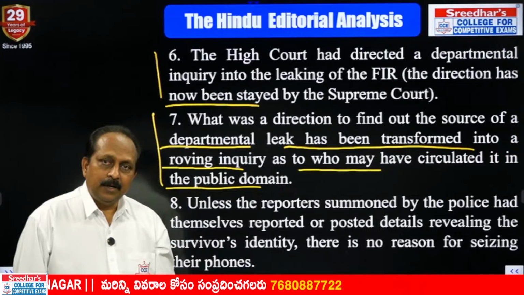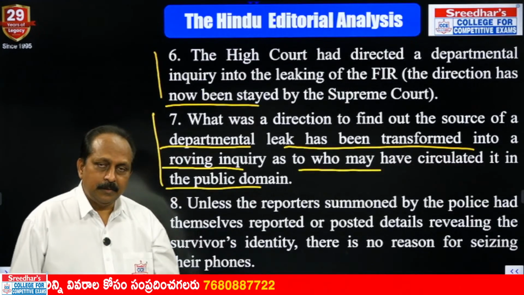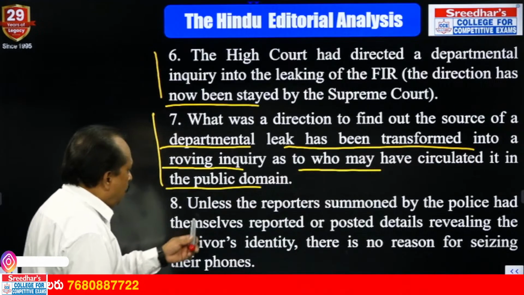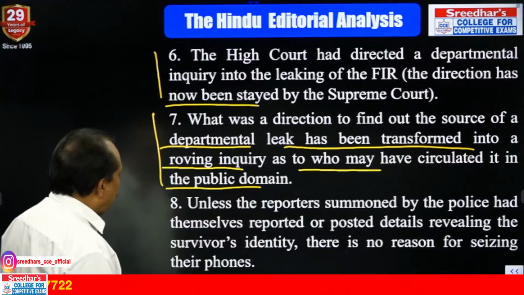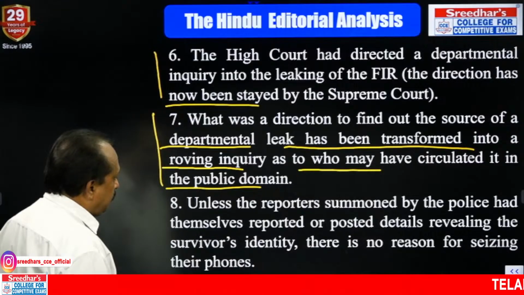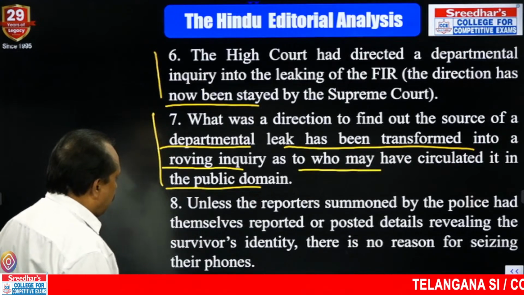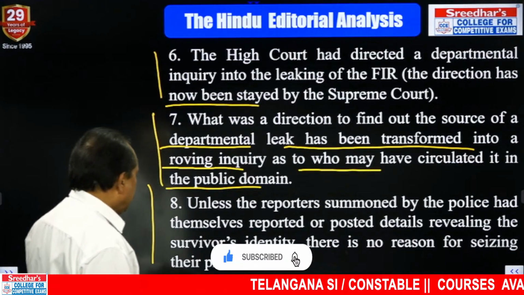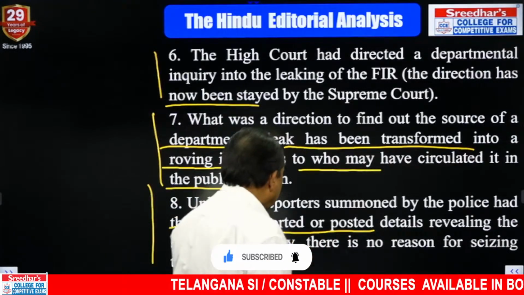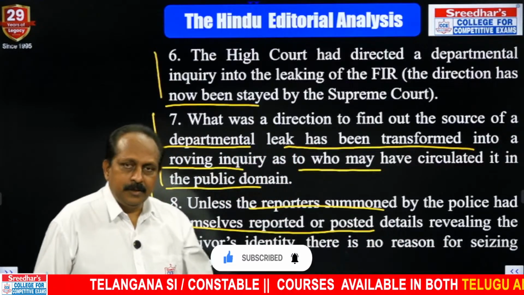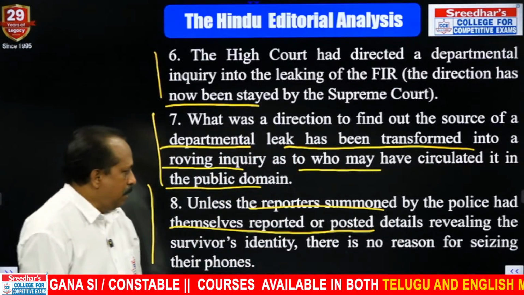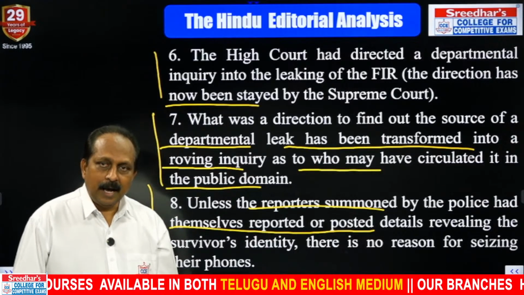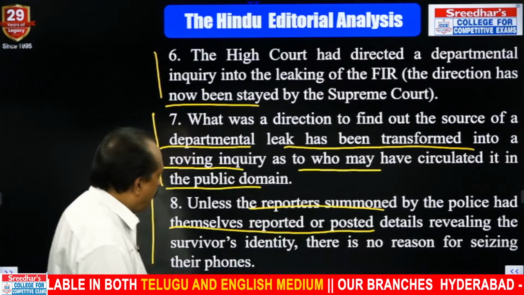Once it has been uploaded, someone must have downloaded and must have circulated. They are focusing on the second dimension, not the first dimension. Unless the reporters summoned by the police had themselves reported or posted details revealing the survivor's identity, there is no reason for seizing their phones. In this case, the reporters did not post anything, and had they posted, perhaps that would have been justified police action. But here, nothing of that sort happened.